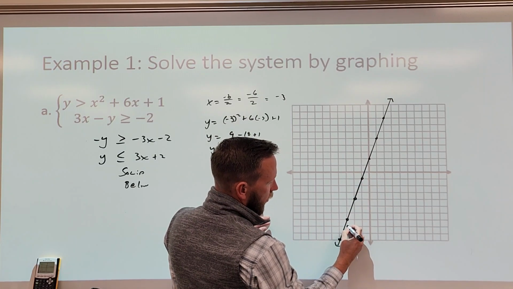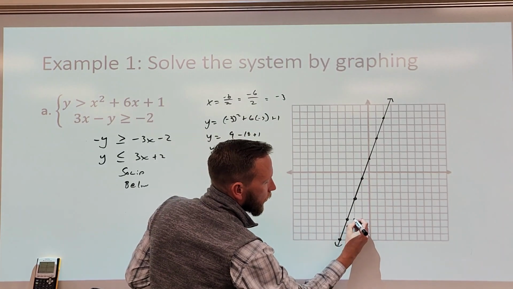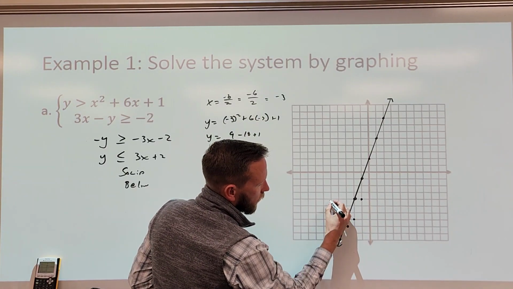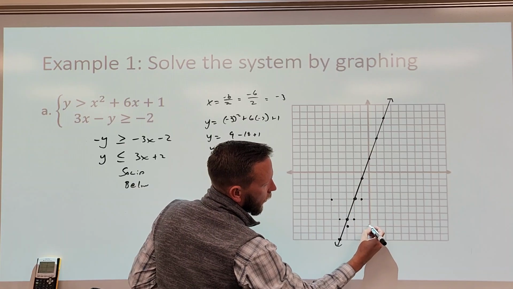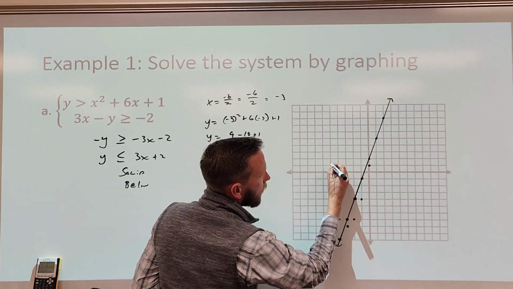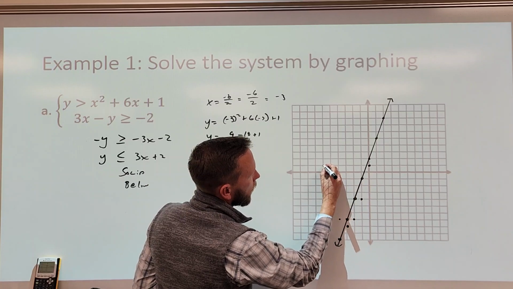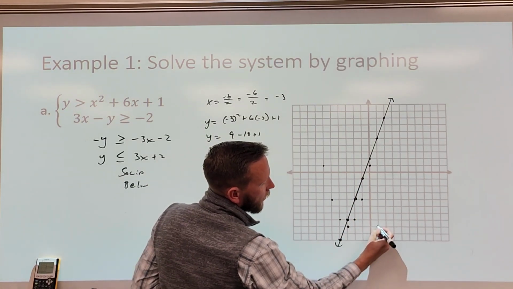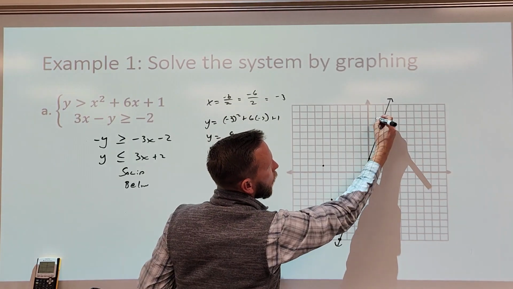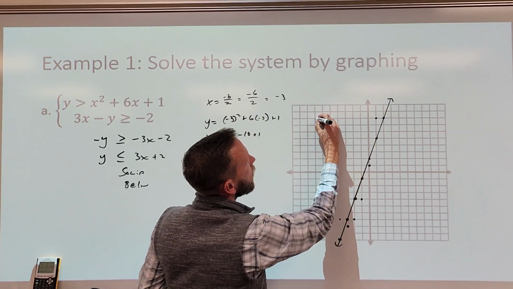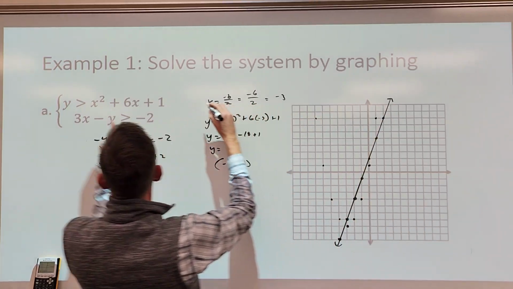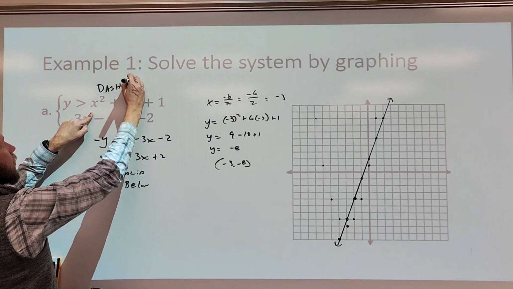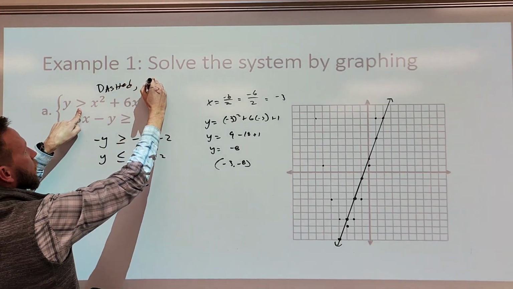Here is the vertex, over 1 up 1, over 2 up 4, over 3 up 9. I want to make sure I count those right. And then over 4 up 16. So there's 8 and then 8 more. And this is going to be dashed. Not a solid boundary, a dashed boundary, and we're going to shade above.